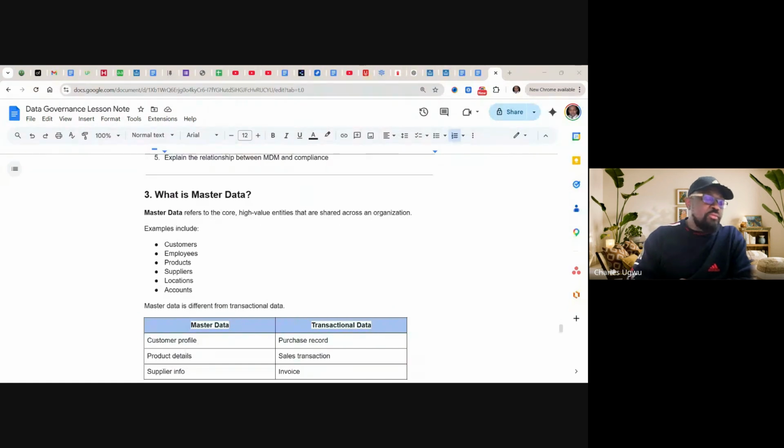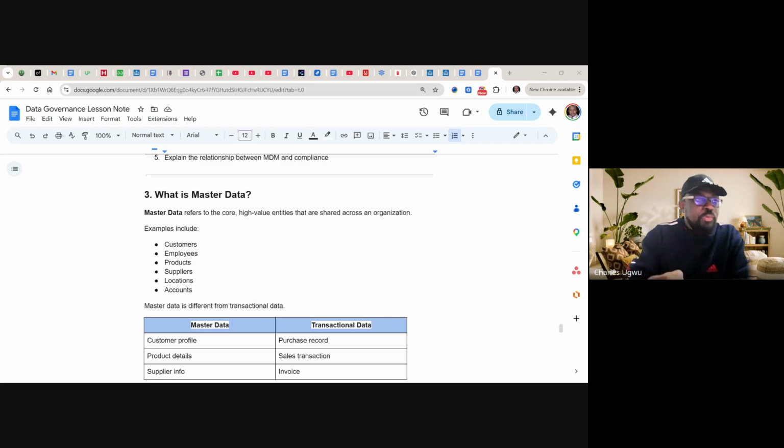It's high value. If any of these examples is missing in any organization, you find out that that organization is not complete. Is there any organization that doesn't have a place of operation? Even somebody like me now, I'm operating from my home at this point. That's the location.